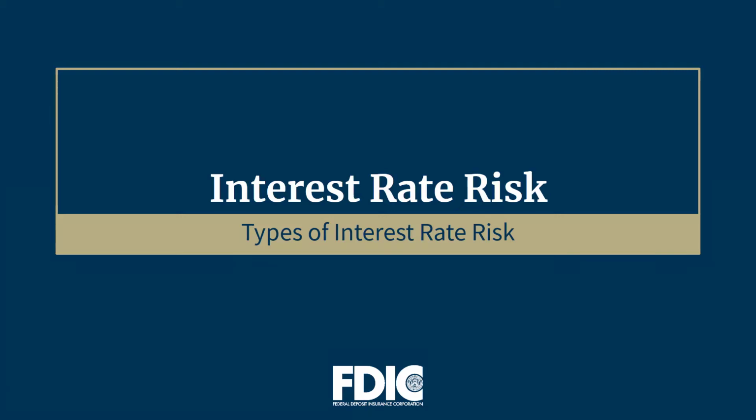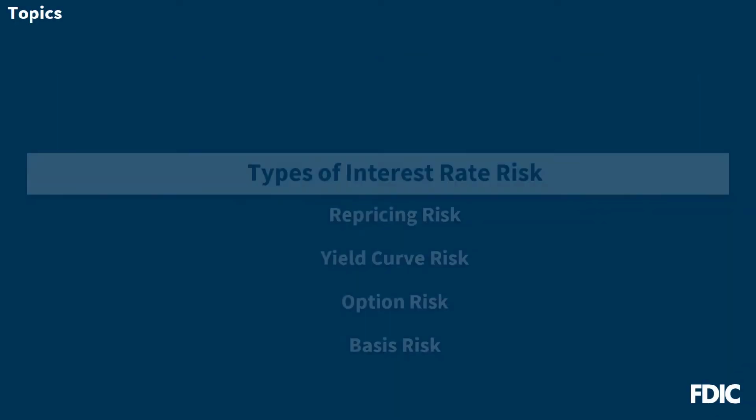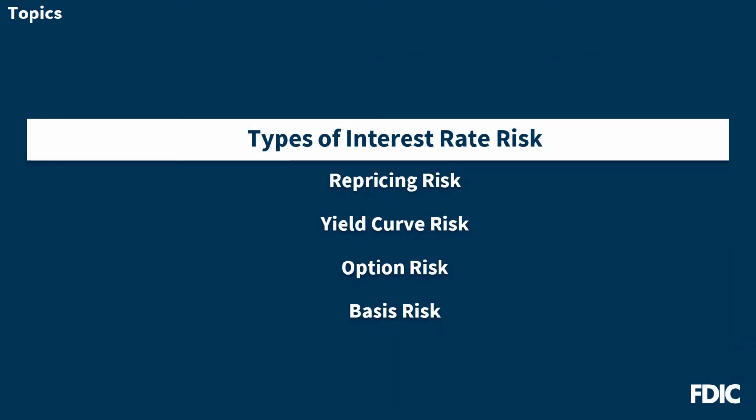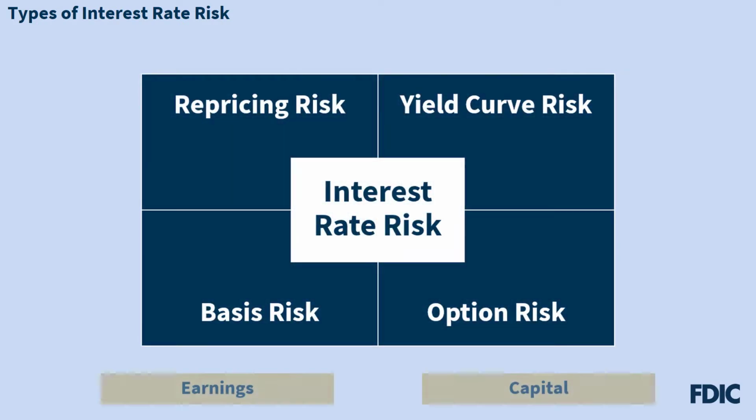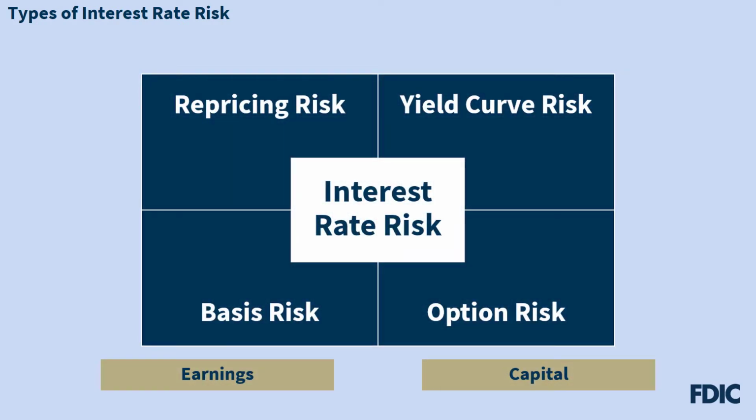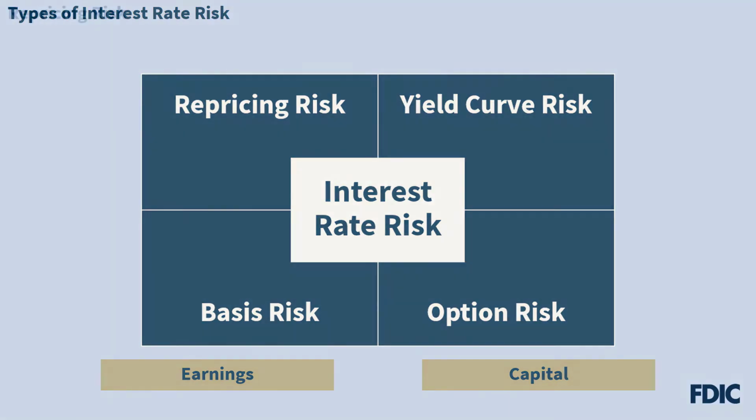Welcome to this video on interest rate risk, which is intended for those involved in the asset liability management function, including personnel and members of a bank's asset liability committee. In this video, we'll discuss the primary types of interest rate risk, which include repricing risk, yield curve risk, option risk, and basis risk. Interest rate risk, or IRR, is the risk that changes in interest rates can adversely affect a bank's earnings or capital.